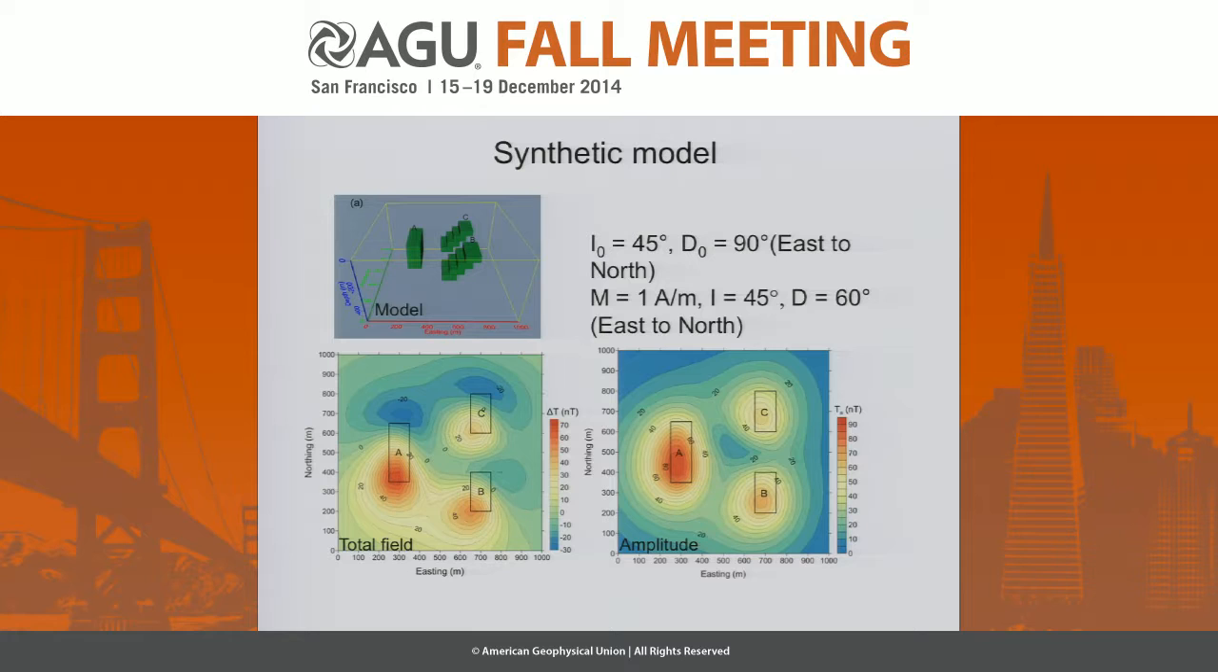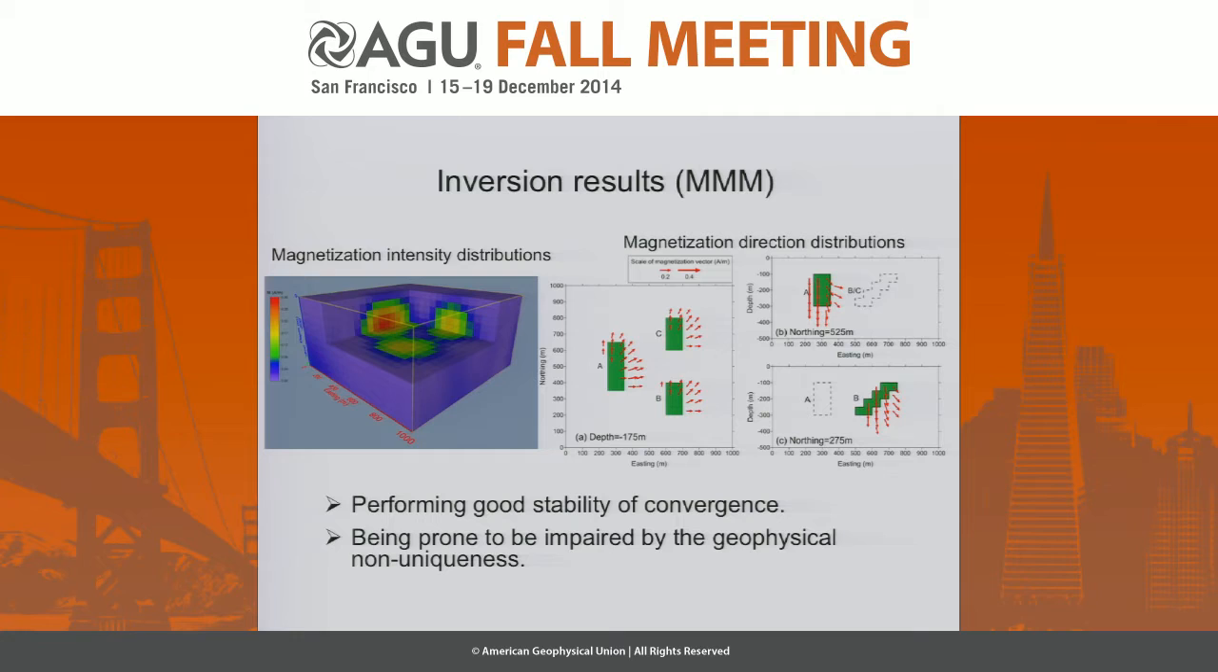So we made a synthetic model to test the three methods. The synthetic model is composed of three prisms, vertical and different. These are their parameters, including their inclinations and declinations. This left bottom figure shows the total field data, and this figure shows the amplitude data.